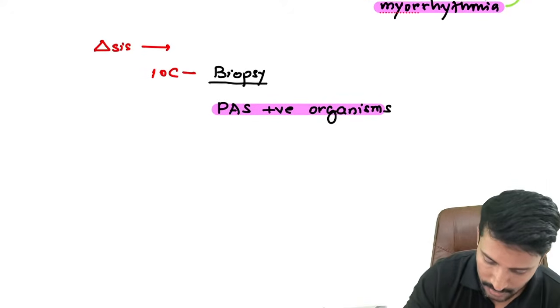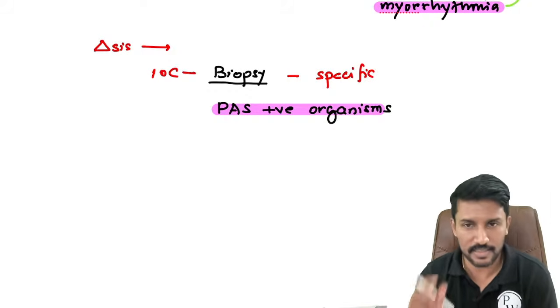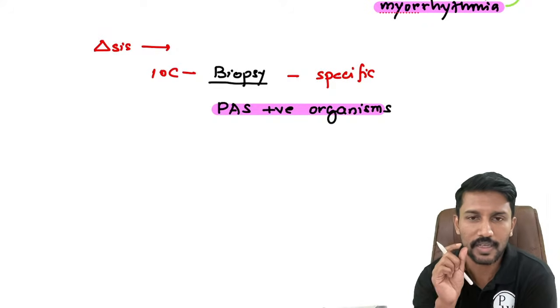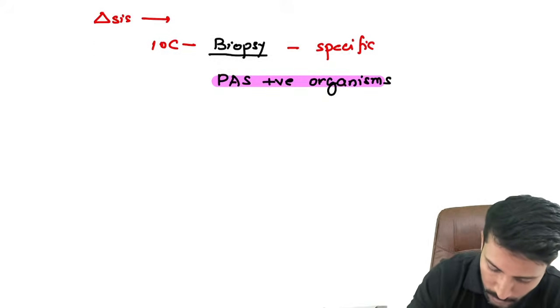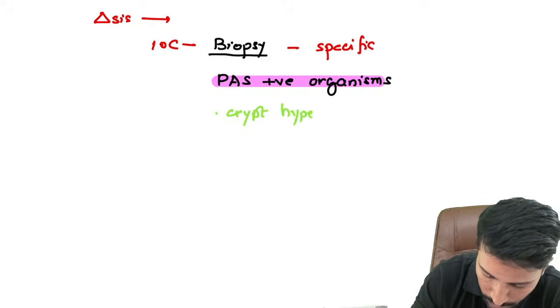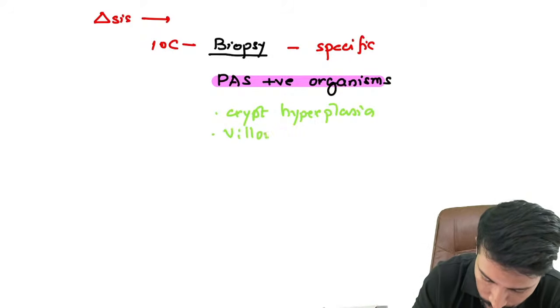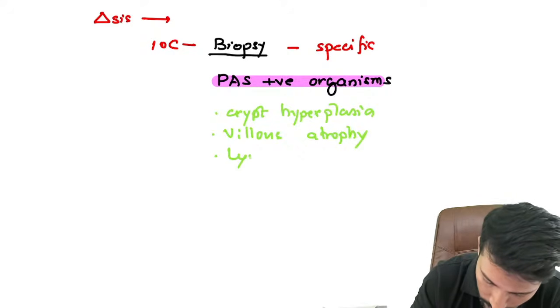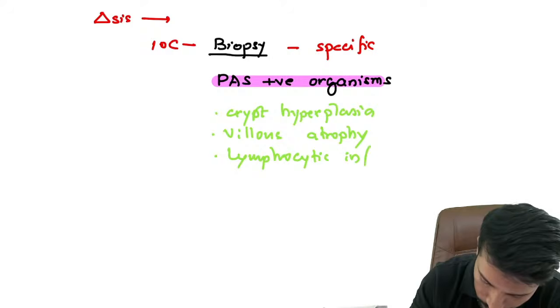So biopsy is specific for a diagnosis because we get these Tropheryma whipplei organisms staining PAS positive in the biopsy specimen. Apart from that, we will also have crypt hyperplasia, villus atrophy, and lymphocytic infiltration.